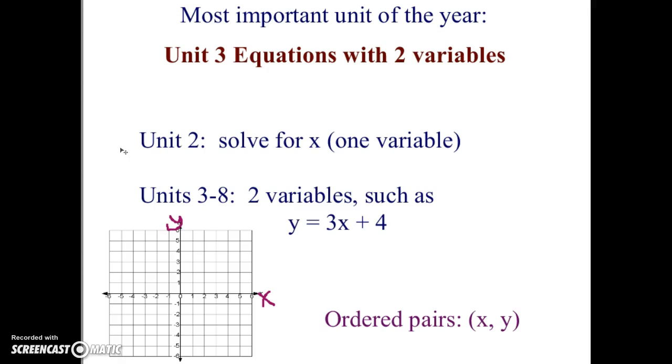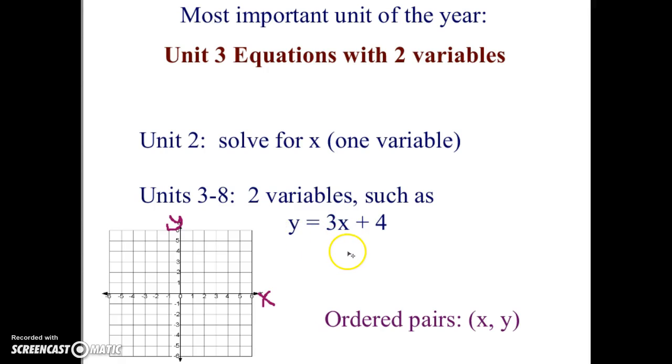Now, as you know, in Unit 2 we solved for x. It was one variable. You might get an answer like x equals 6. So now, in Units 3 through 8, we have two variables. Instead of an equation with just x, you'll have an equation with x's and y's. You could have other variables, but normally this is what we have. So you might have this equation, and instead of the answer being 6, well, that wouldn't make sense. Is it x is 6 or y is 6?